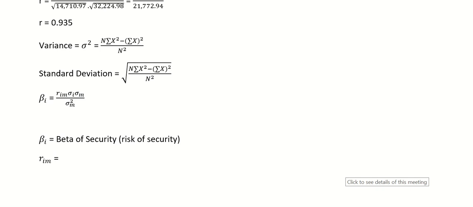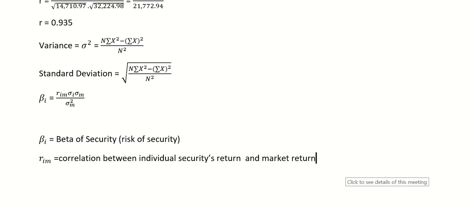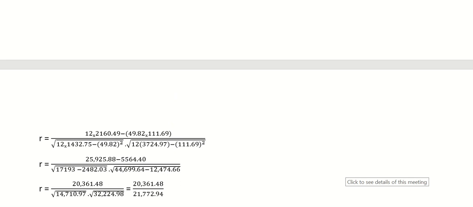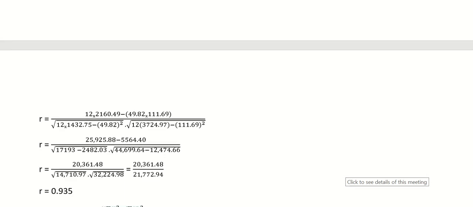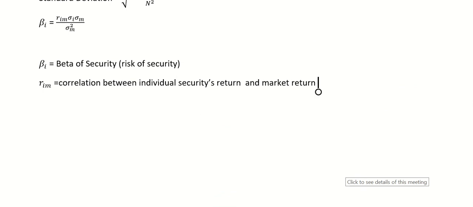Okay. So here, correlation between the individual security's returns and market returns. As we calculated earlier, we calculated the correlation between ITC's returns and market returns. So similarly, RIM is the correlation between the individual security's return and the market's return.